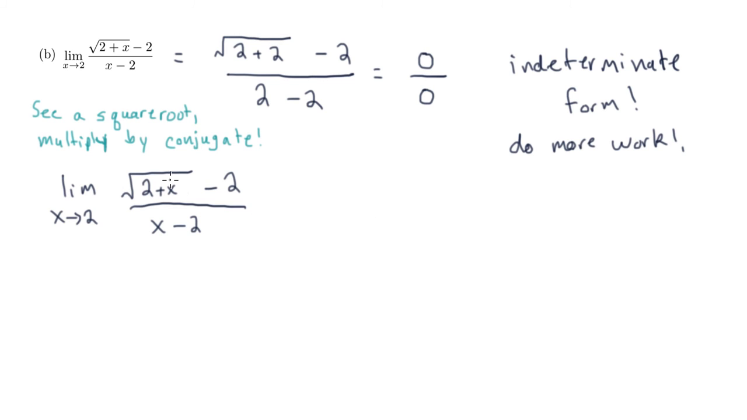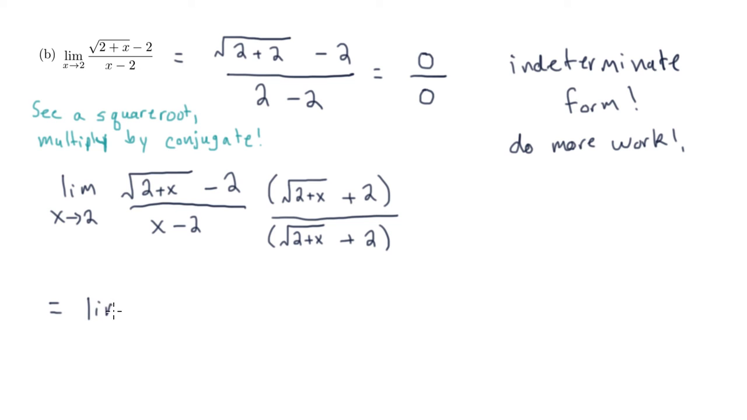So what is the conjugate here? Well, this is square root of 2 plus x minus 2. So the conjugate is going to be square root of 2 plus x plus 2. And we have to do the same thing to the top and the bottom. And it's probably worth noting that this conjugate factor is always strictly greater than 2. Well, greater than or equal to 2. And so I'm not multiplying by 0. And so what does this do for me? Well, I'm still taking the limit as x approaches 2, but notice how the function that I'm taking the limit of changes.